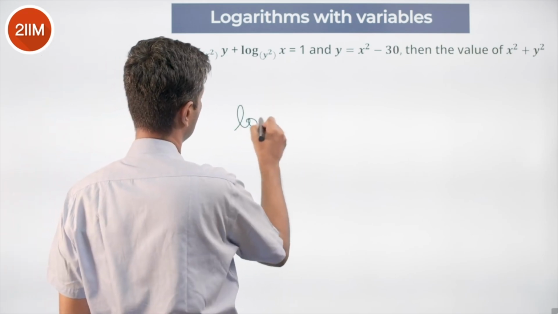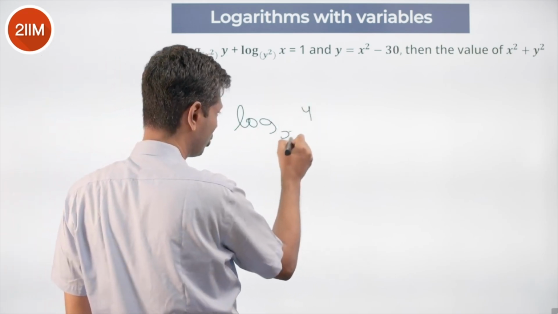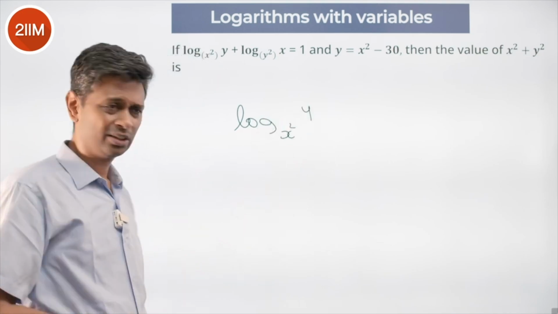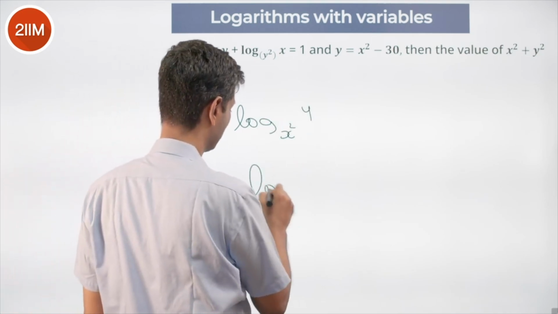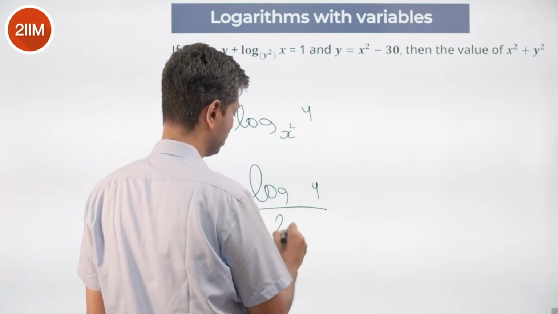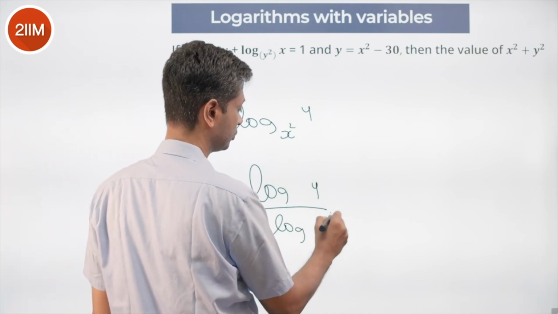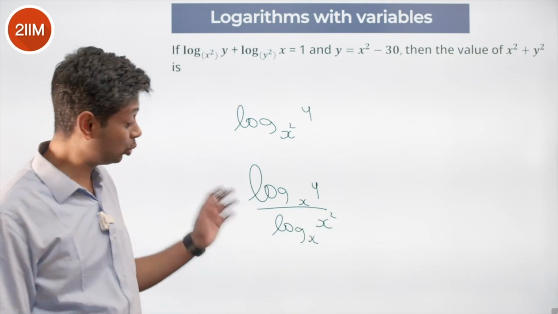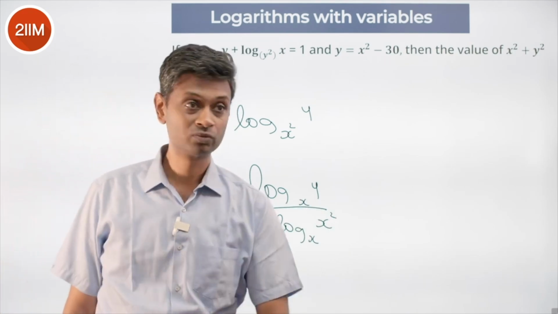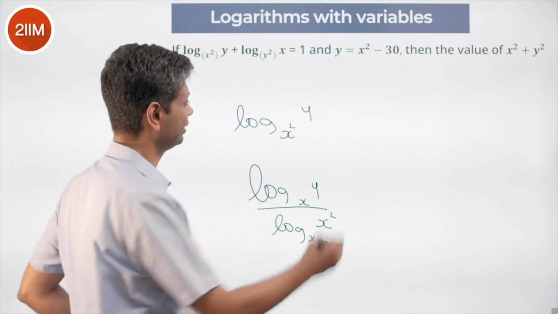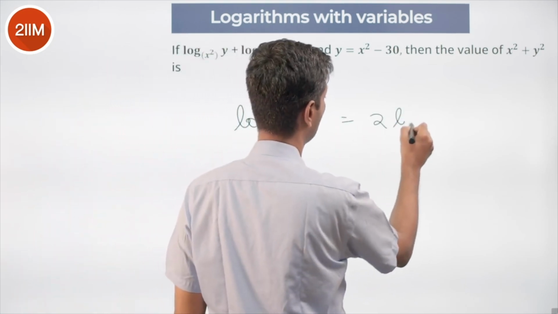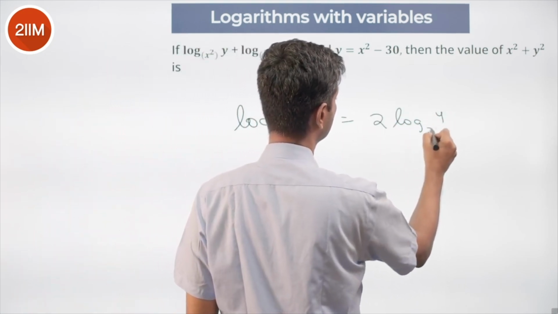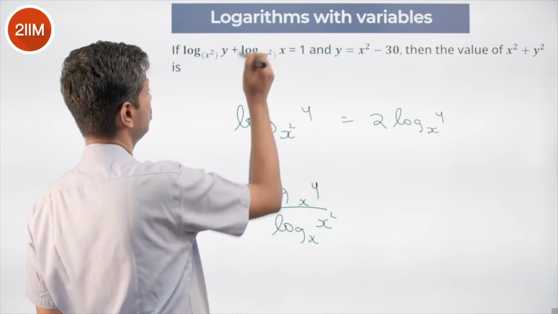Log y to the base x square. This is sometimes tricky to do. For all of these questions, what I prefer to do is write it as log y by log x square, both to the base x. Log x square to the base x is 2 log x to the base x, which is 2. So this is nothing but 2 times log y to the base x.